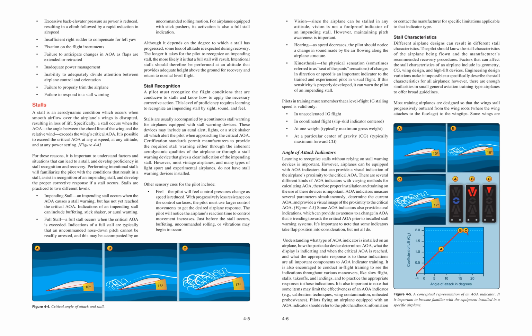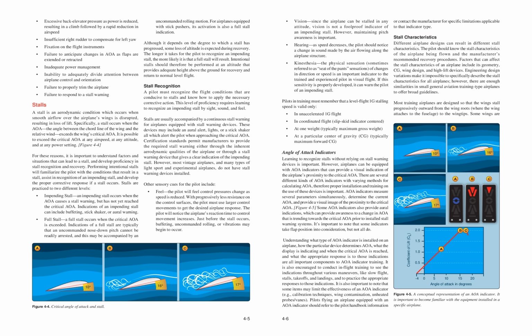Stall characteristics. Different airplane designs can result in different stall characteristics. The pilot should know the stall characteristics of the airplane being flown and the manufacturer's recommended recovery procedures. Factors that can affect the stall characteristics of an airplane include its geometry, CG, wing design, and high lift devices. Engineering design variations make it impossible to specifically describe the stall characteristics for all airplanes. However, there are enough similarities in small general aviation training type airplanes to offer broad guidelines.